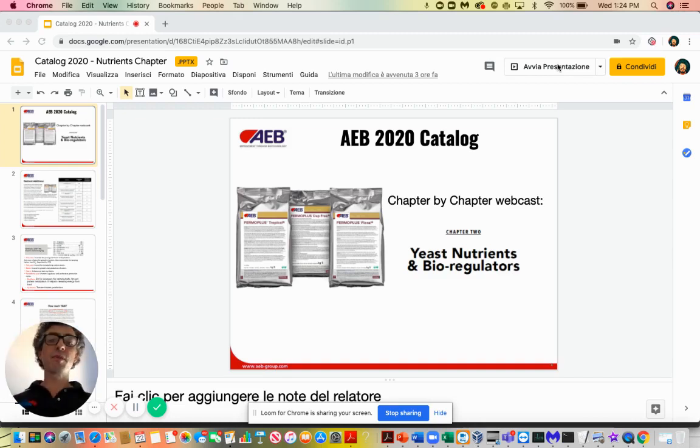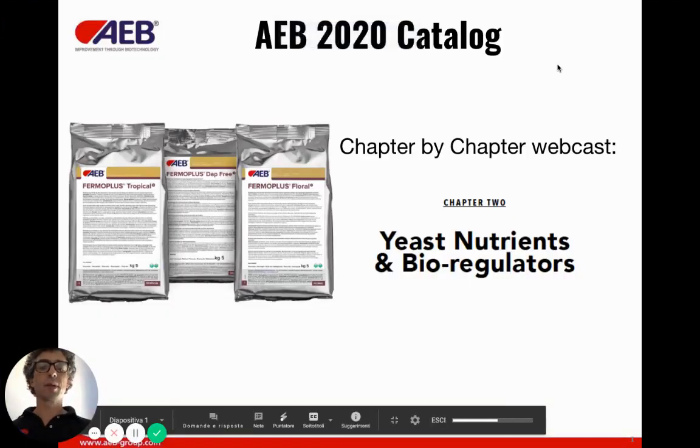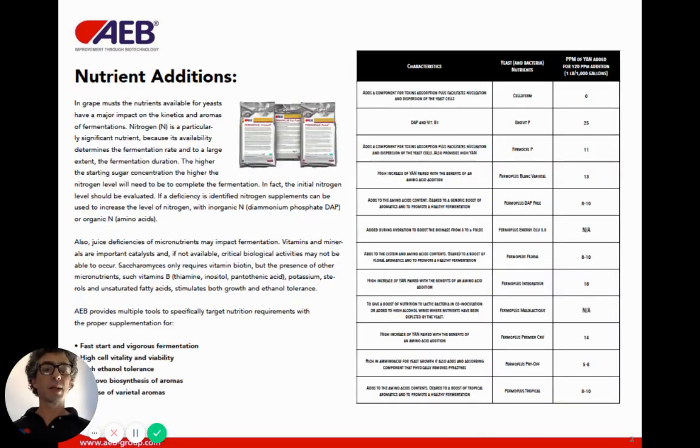I'm from AEB, and today I'm going to present our second chapter of our 2020 catalog. This is the chapter regarding the yeast, nutrients, and bioregulators. So you see in the first page of this chapter a nice chart with all the ppm of YAN that you can introduce by adding our nutrients.